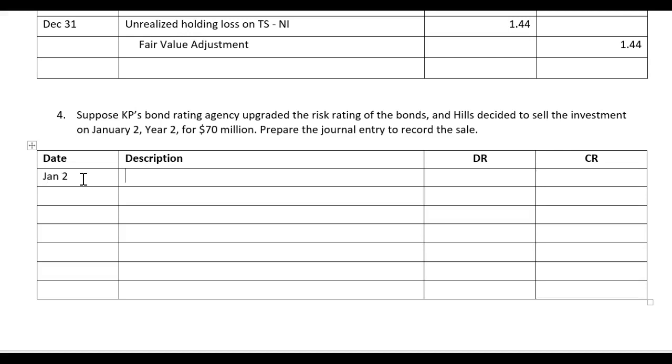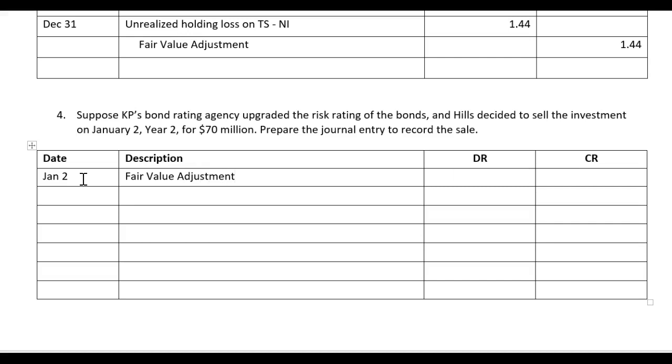Well, there's two ways we can handle this. So let's go with what our textbook shows, and that is the first thing we need to do is bring our fair value on our books to the 70 million, the amount we're being paid. Notice we're carrying it at 66 at this moment. We need to bring that up to actually 70. So the first thing we're going to do is hit the fair value adjustment.